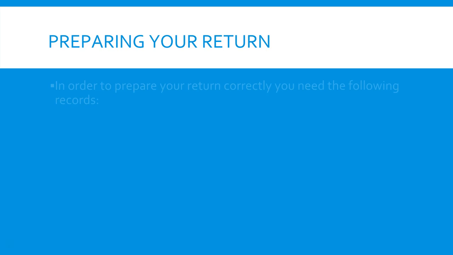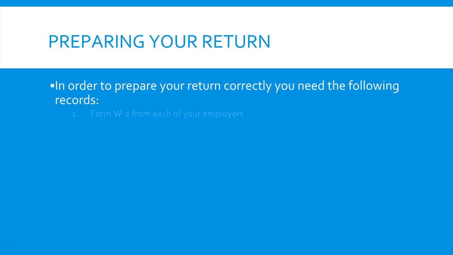Preparing your return. In order to prepare your return correctly, you need the following records. You need a Form W-2 from each of your employers. You need all 1099 forms. You need other records of income, such as tips, because if you are like a waiter or a waitress, for example, and you are making below minimum wage, you are expected to be paying taxes on your tips that you receive.